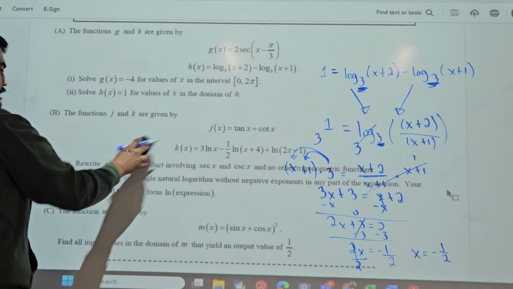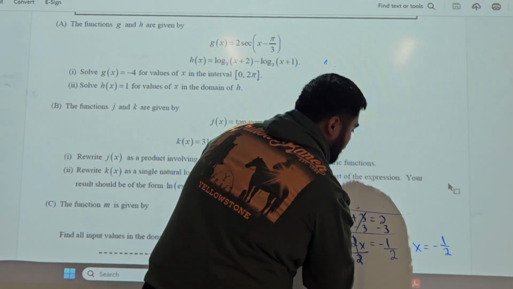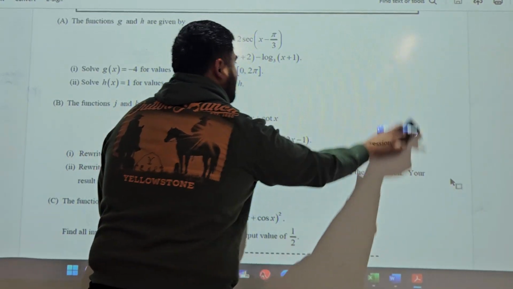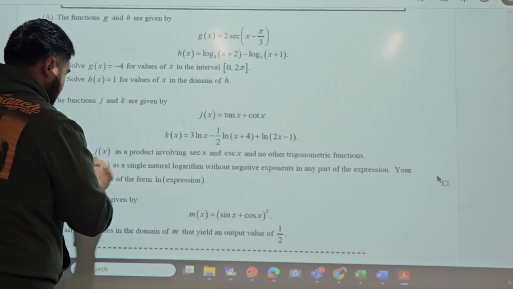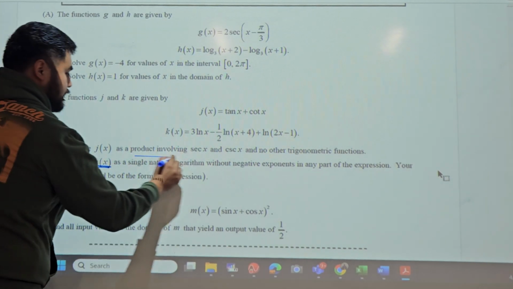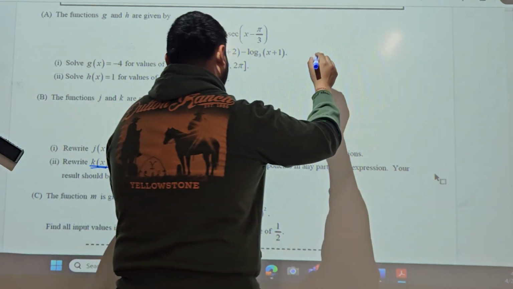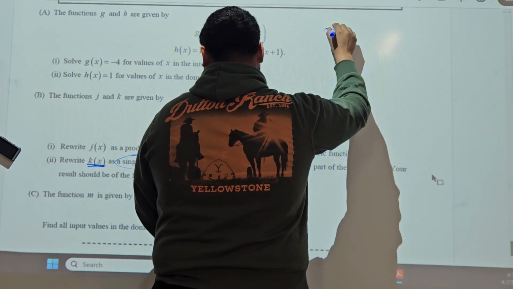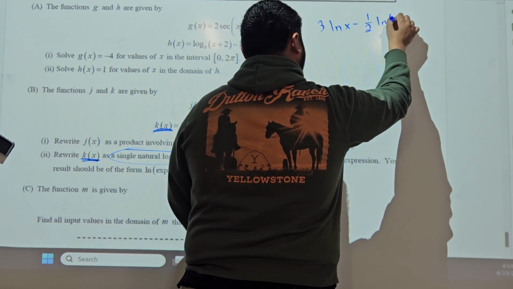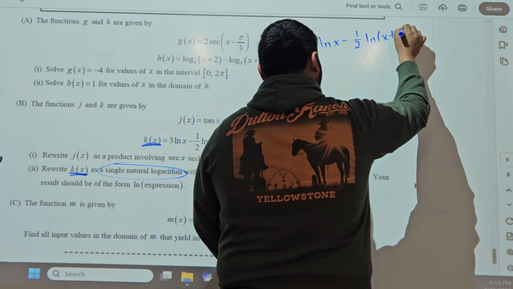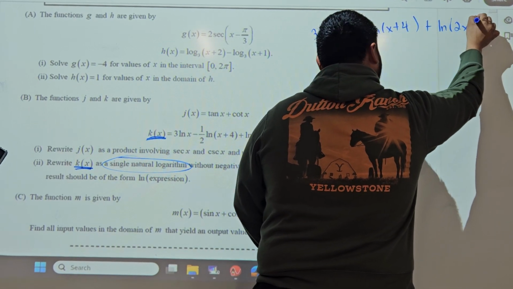What about, we'll do this one, the last one. Pinky promise. So, on this one, I have to condense it, right? Because again, it says here, rewrite k of x into a single natural log. So k of x is right here. So I'm going to just copy it real quick. So I'm going to have 3 natural log x minus 1/2 natural log (x plus 4) plus natural log (2x minus 1).